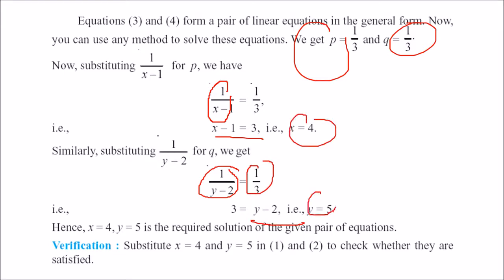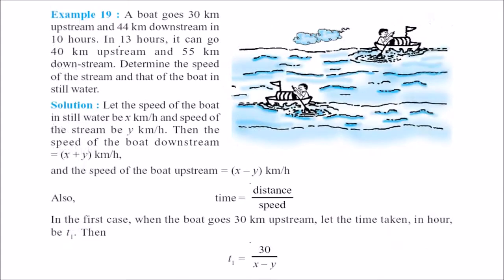So x equal to 5, y equal to, x equal to 4, y equal to 5. One more example is that a boat goes 30 km upstream. See, if this is a river and this is flowing like this, so when you are downstream, this river is actually helping you. While you are going upstream, this river is actually not helping you but resisting you, because you are trying to force or go in the other direction.